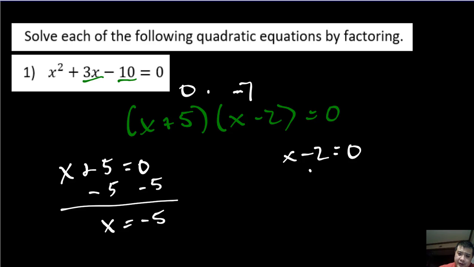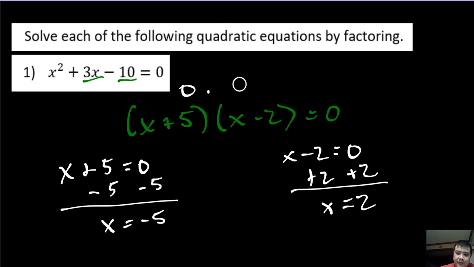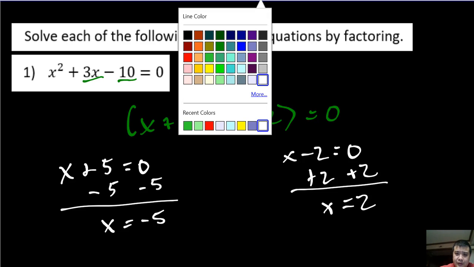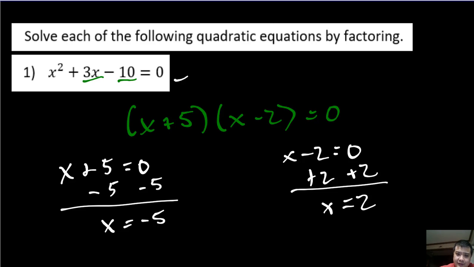On the other side, if we add 2 to both sides, we find that x equals 2. So if I plug in 2 into both of these binomials, that makes this 7, and this 0, and 7 times 0 is also 0. So that means that we did it correctly.